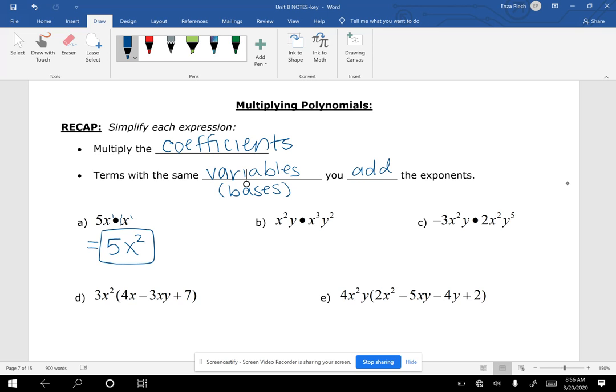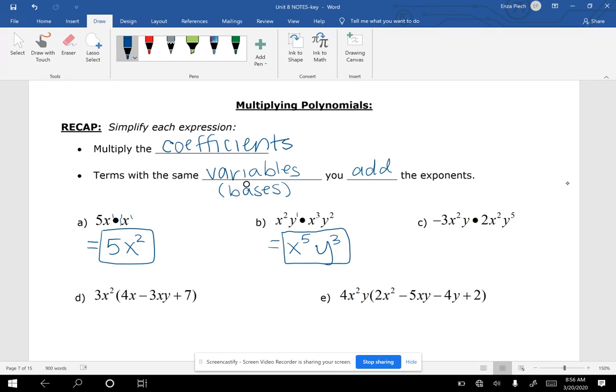Here we're going to look at just the same bases. So we've got x and x. We're going to add 2 plus 3. So we get x to the 5th power. And then we have a y, and our y has an invisible 1 there. So 1 plus 2 is 3. So y cubed. So our solution, or the most simplified version that we can write for this answer, is x to the 5th power times y cubed.